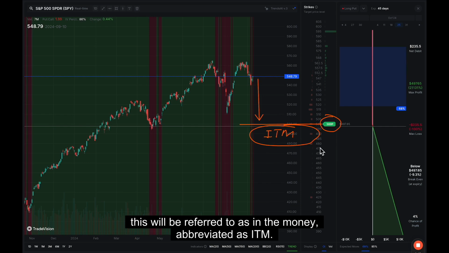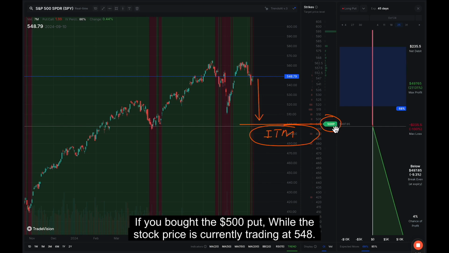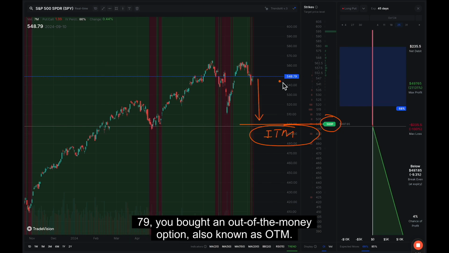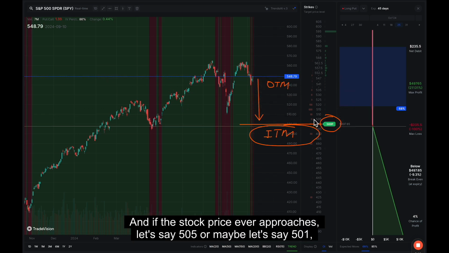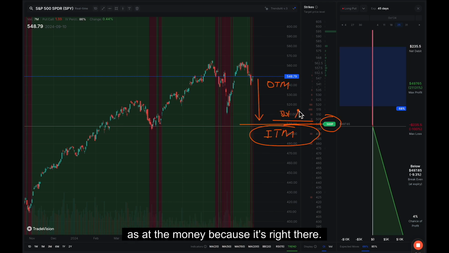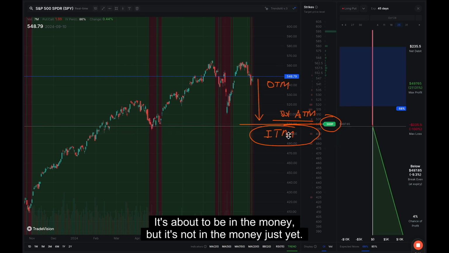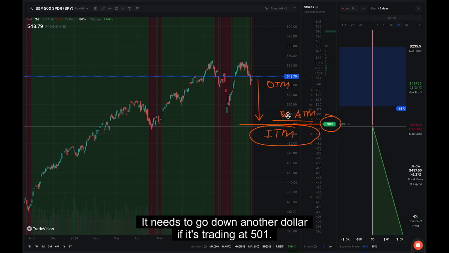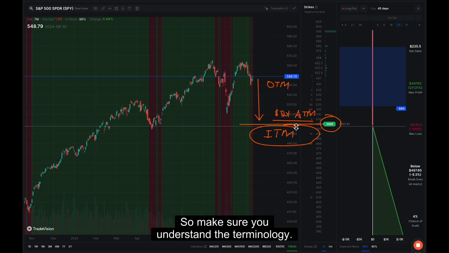abbreviated as ITM. If you bought the $500 put while the stock price is currently trading at 548.79, you bought an out of the money option, also known as OTM. And if the stock price ever approaches, let's say 501, then your option will now be what's referred to as at the money, because it's right there. It's about to be in the money, but it's not in the money just yet. It needs to go down another dollar if it's trading at 501. So make sure you understand the terminology.